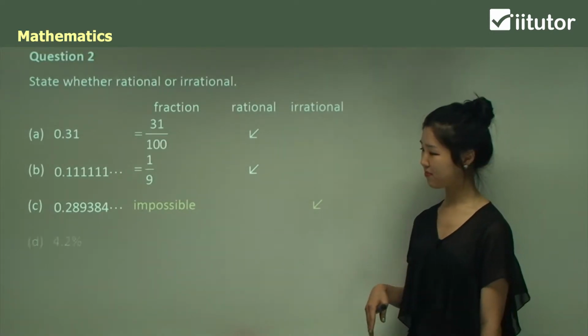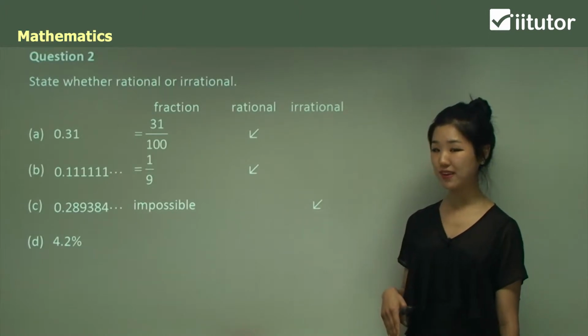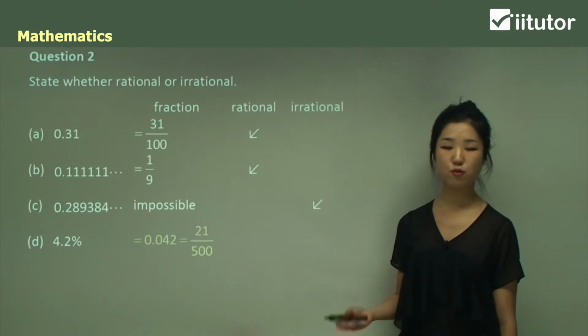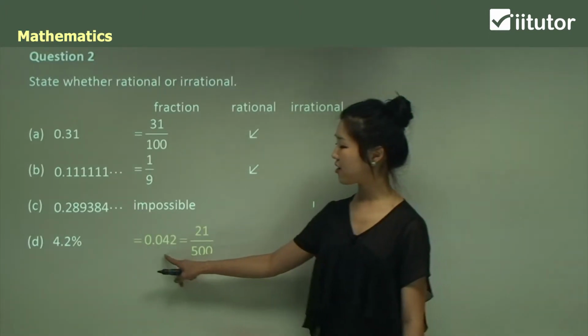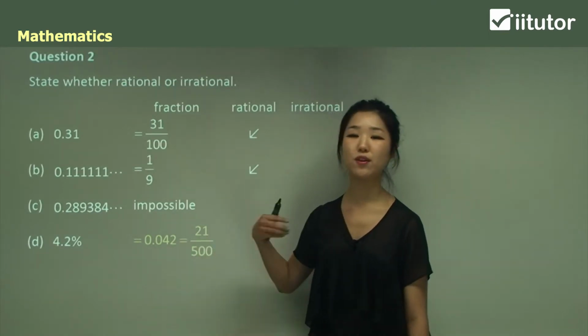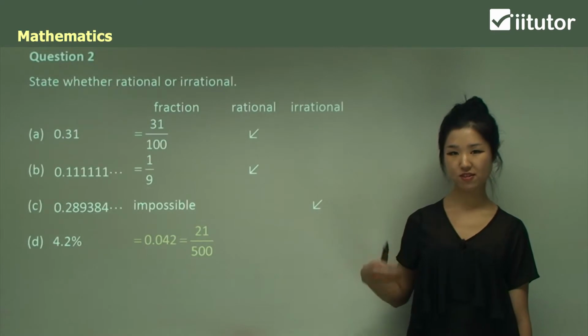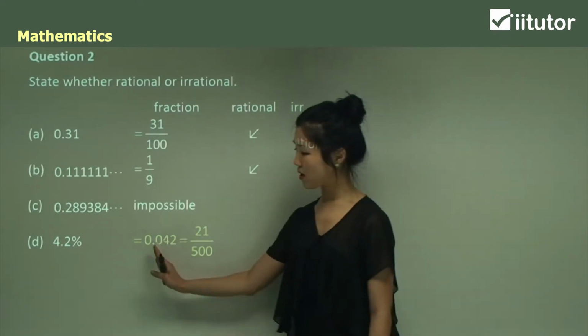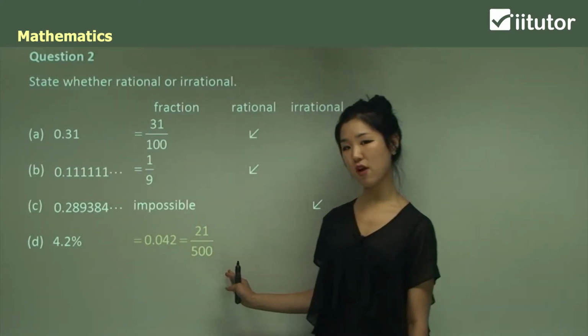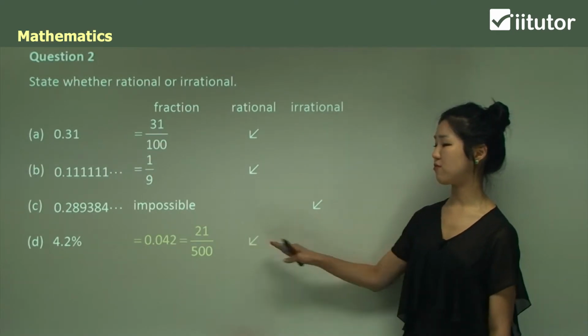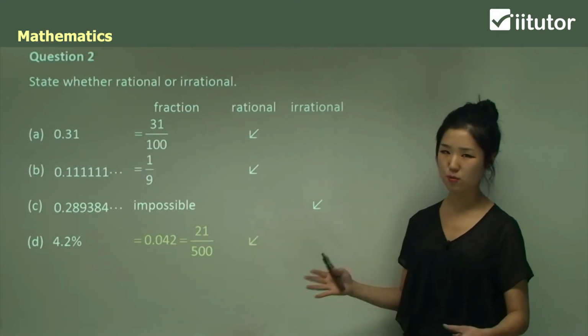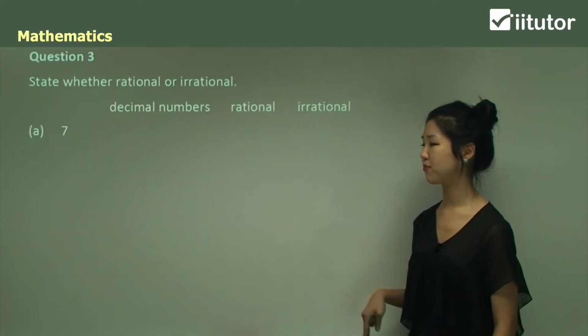Alright? And D, 4.2%, that's 4.2 over 100, isn't it? And you can convert that into a decimal of 0.042, which is 21 over 500 as a fraction. So you can clearly see we can make it into a decimal and we can also convert it into a fraction. That's why it's rational. Okay, so just convertible. If they're convertible, always rational.